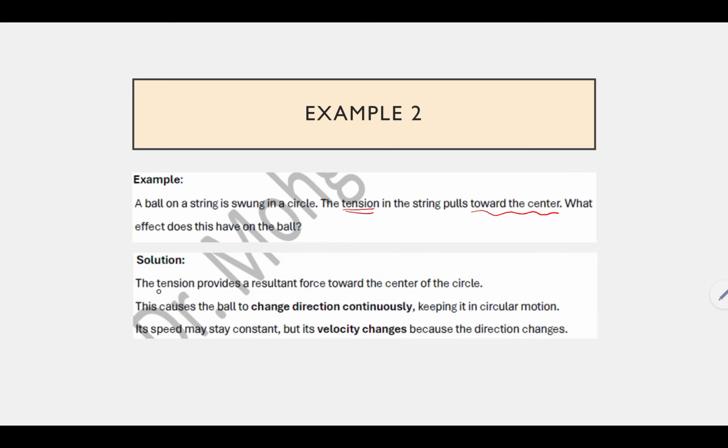So the tension provides a resultant force towards the center of the circle. This causes the ball to change direction continuously, keeping it in circular motion. The speed may remain constant, but of course, since it's going in a circle, it's changing its direction. So speed is constant, but velocity isn't, because the direction is changing.